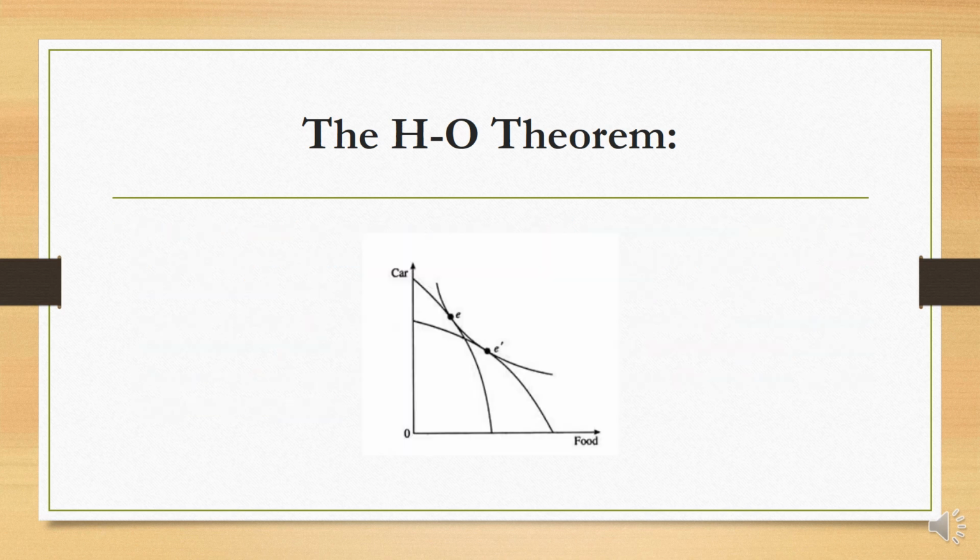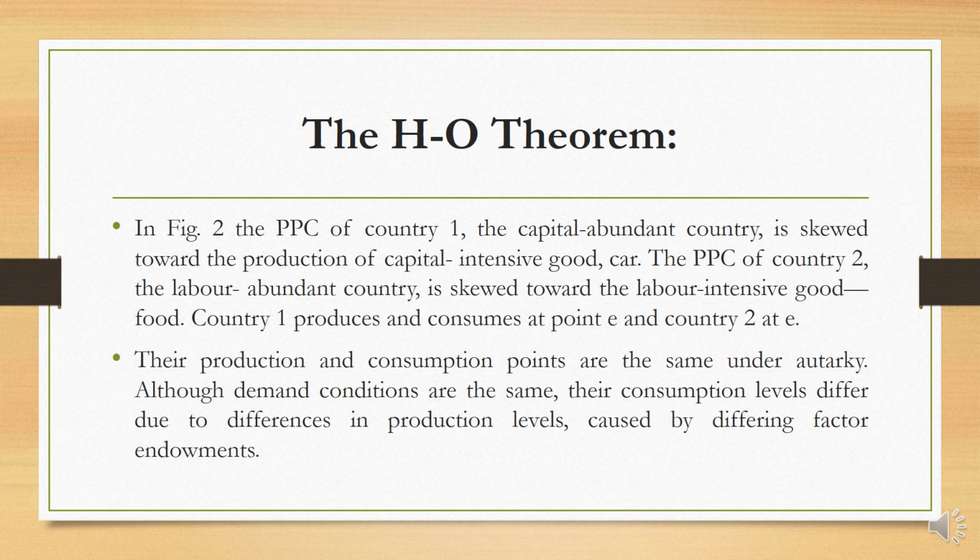Here is the basic diagram of the HO theory: the two production possibility frontier curves and the IC curve tangent to point E and point E prime. Food and car are the two goods. Figure 2, the PPC of country 1, the capital abundant country, is skewed towards the production of the capital intensive good, car. The PPC of country 2, the labor abundant country, is skewed toward the labor intensive good, food. Country 1 produces and consumes at point E, and country 2 at point E prime.